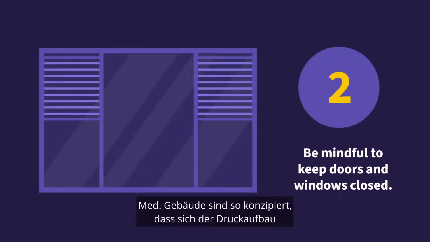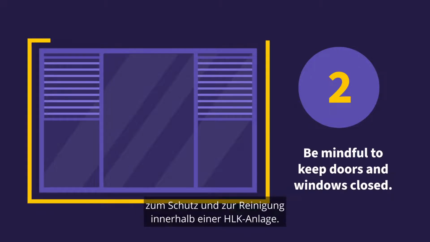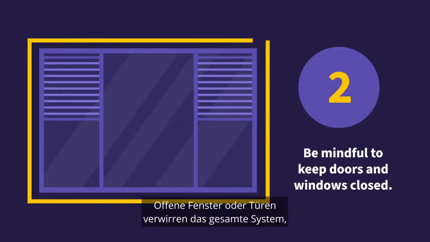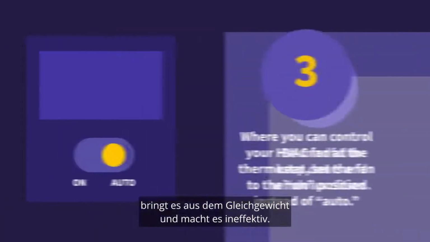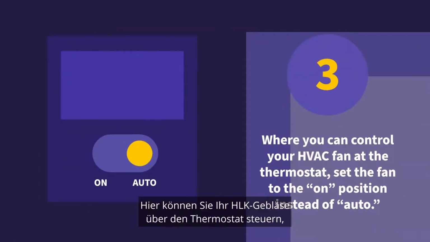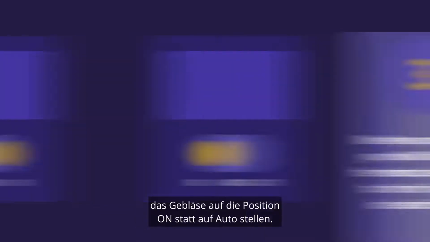Medical buildings are designed to allow for pressurization that moves air in the safest, most effective direction for protection and for cleaning within an HVAC system. Open windows or doors can throw the entire system off balance and make it ineffective. Where you can control your HVAC fan at the thermostat, set the fan to the on position instead of auto.